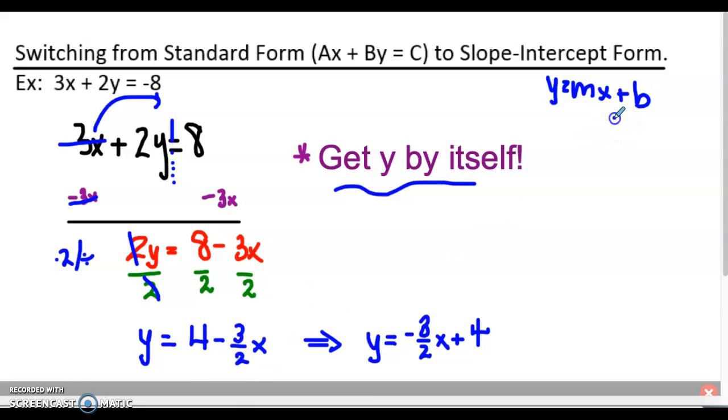And then I want to put it in y equals mx plus b form, where the x is written first and the y-intercept is written second. So y equals negative 3 half x plus 4.